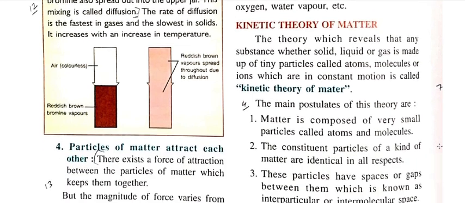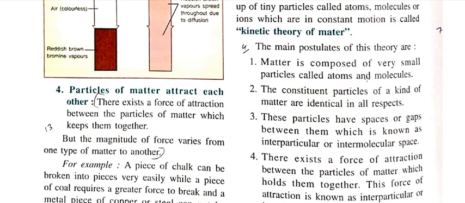First point, the matter is composed of very small particles called atoms and molecules. Second point, the constituent particles of a kind of matter are identical in all respects. Students, please recall that I have told you that all particles have different structure. Iron particles are different from silver particles and silver is different from gold, but all the molecules of iron will be similar.